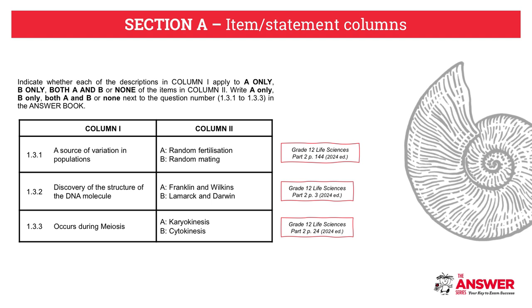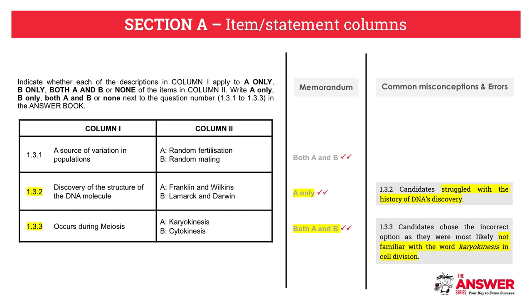Question 1.3, the items and statements, where learners had to determine if A only, B only, both A and B, or neither of the two options applied to the statement. A source of variation in populations. Options provided include random fertilization and random mating. Both of these lead to variation within populations. Question 2, the discovery of the structure of the DNA molecule is only A, Franklin and Wilkins. Lamarck and Darwin are scientists involved in evolution theory. So the diagnostic report says that candidates struggled with the history of DNA's discovery.